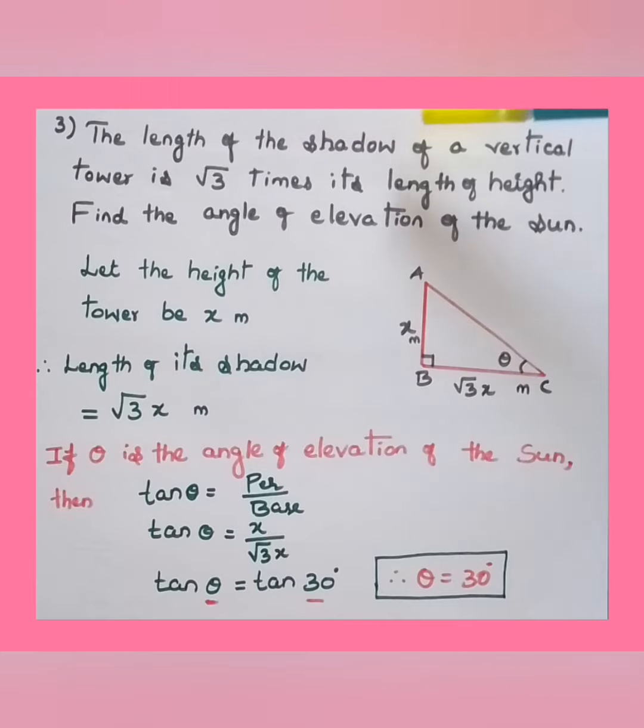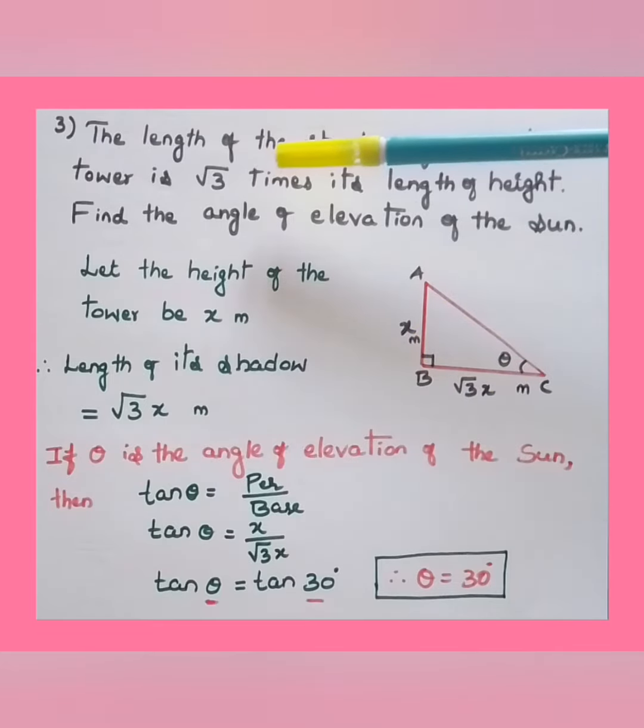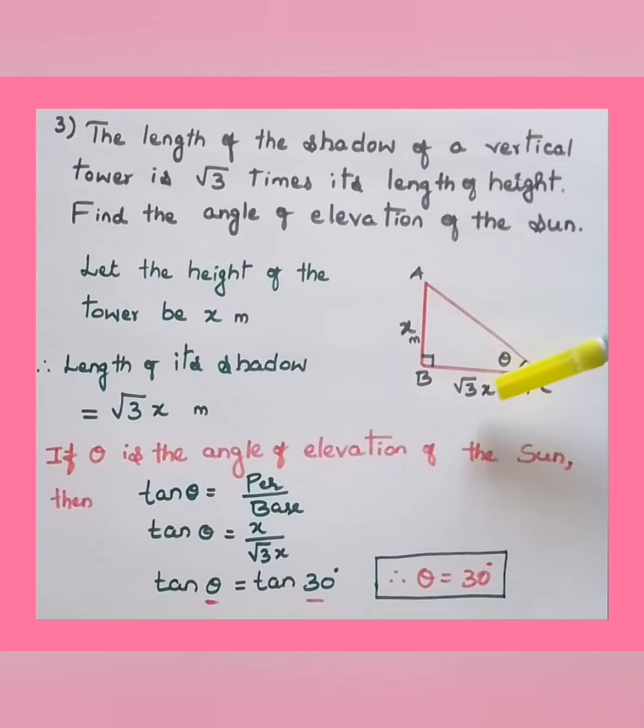Then you can draw a rough diagram based on this question. The length of the shadow of a vertical tower. So you can take a vertical tower upright. Okay, it's a vertical tower, and this shadow, how will the shadow form? It will be below. When we stand like this, our shadow will form, right? So if we take the height as x meter, its shadow will be square root of 3 times the height, so square root of 3 times x. And find the angle of elevation of the sun. So this is the reference angle, the angle of elevation we have learned just now. And here it obviously forms 90 degree at B.